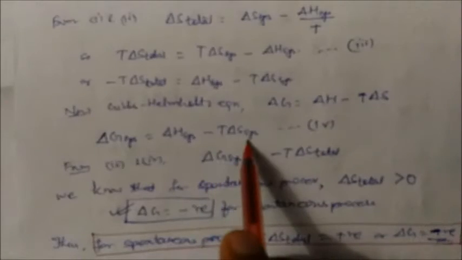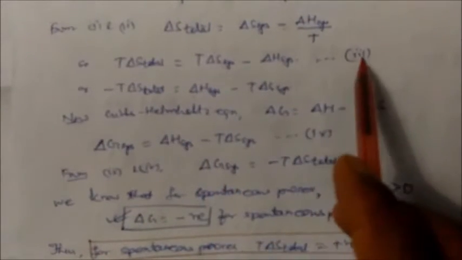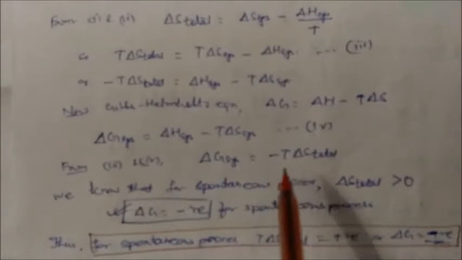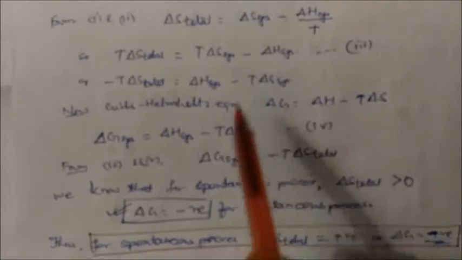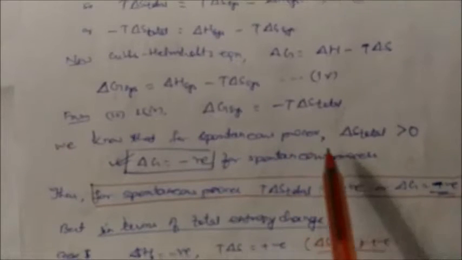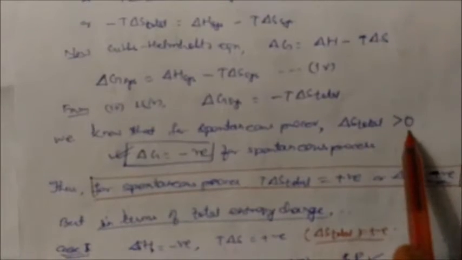Now T delta S of the system we already know, and this is the T delta S of the system minus T delta S. So we can compare equations 3 and 4. From 3 and 4, delta G of the system is equal to minus T delta S total. If you substitute this value over here, this will cancel and you will get this much value. And we know that for a spontaneous process, the total entropy change is always greater than 0. So delta G is negative.